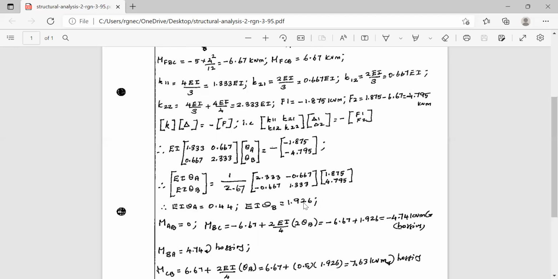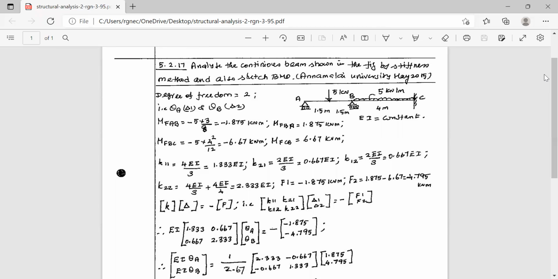The rotations are known. Now we have to calculate the member end moments. We have the relationship for the member end moments. Here the moment MAB is equal to 0 because A is simply supported. Therefore, the end moment MAB is equal to 0. There cannot be any other moment. Then only the sigma M at A equal to 0 will be satisfied here. MAB is equal to 0.